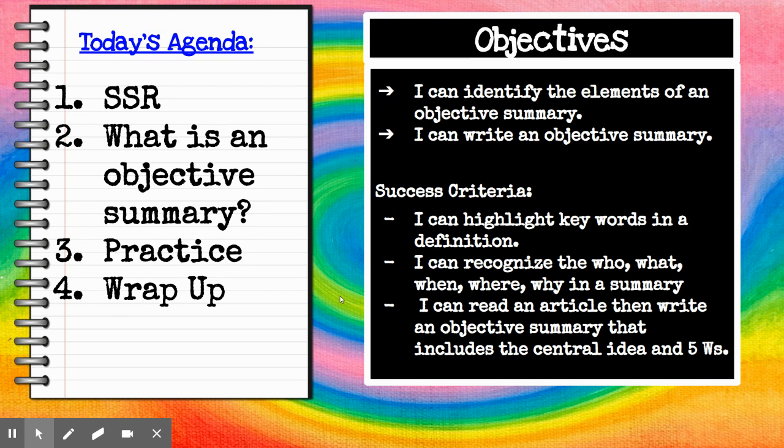So today's agenda, we're going to learn about what is an objective summary. We're going to do a little practice and one little wrap up. Your objective for today is I can identify the elements of an objective summary and I can write an objective summary. And how you're going to be successful is highlighting keywords to the definitions of what an objective summary is, recognizing the who, what, when, where, why in a summary, and reading an article and writing your own objective summary that includes the central idea and the 5 W's.